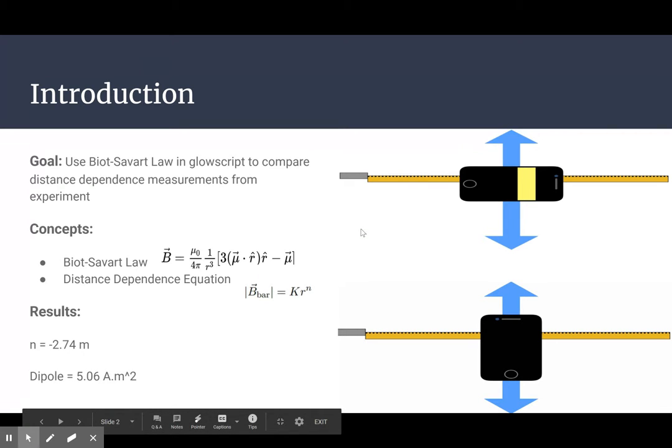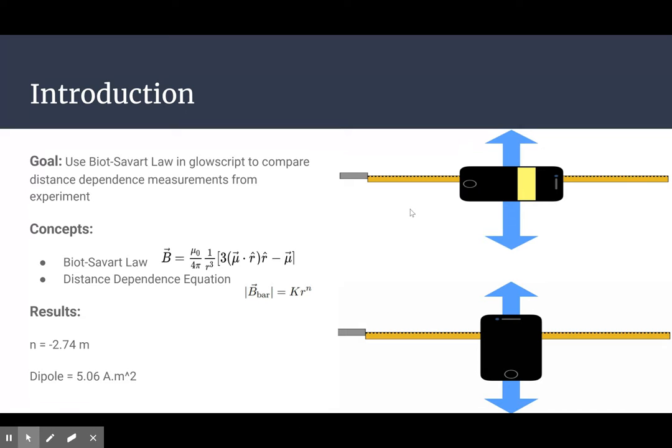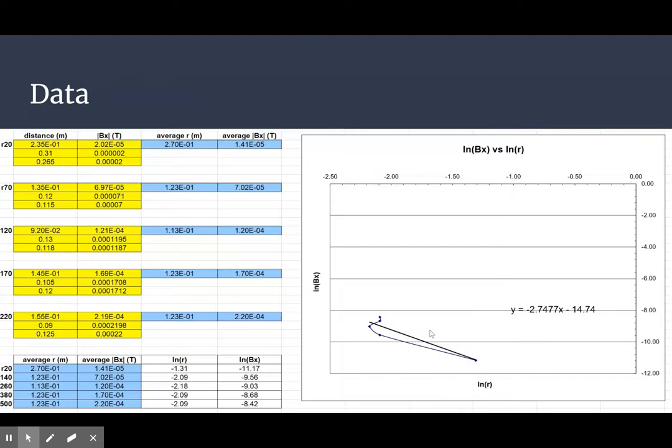And now I'll go over the experiment real fast. The first part of the experiment was to locate where the magnetometer chip on the phone is. After using the procedure indicated in the lab, I found it, and I used the phone like this and measured the different values of B at different distances. And after that, I laid it out on the spreadsheet.